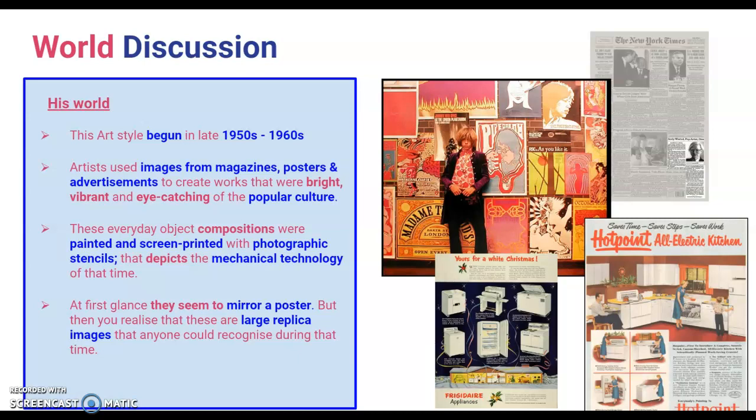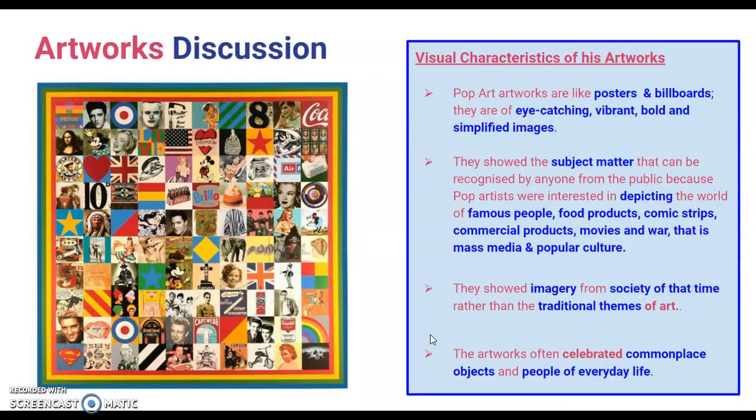What was happening in the world? We should be aware of this because we've looked at pop art and what was happening in the 1960s. Advertisements, magazines, posters, popular culture, technology. They wanted to be like a machine, and they look like they would be from an advertisement, maybe from a magazine. Posters, billboards, eye-catching, vibrant, bold, simplified images. All of these words are very pop art, and hopefully they can make it into your response. Famous people, imagery, society of the time, everyday life. These two slides here will help you in your response.